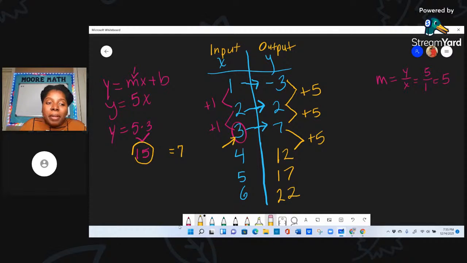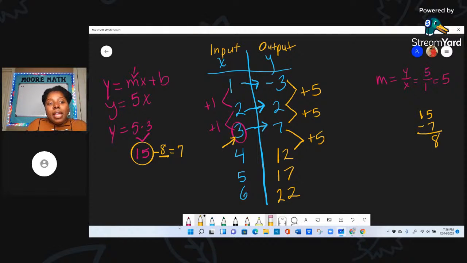So after I multiplied it by 5, what did I do to 15 to get 7? Well, I know I didn't add anything, right? Because it would be much bigger than 7. So I must have subtracted something. So 15 minus something equals 7. What is 15 minus 7? 8.